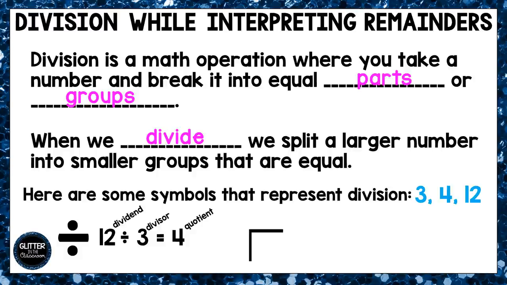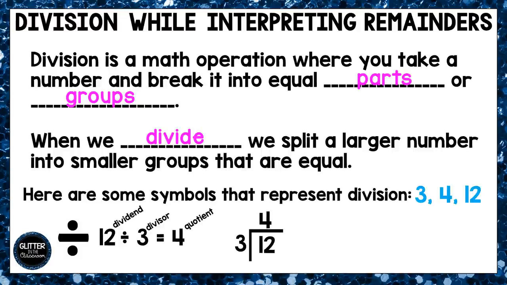Another symbol that you'll see is what kind of looks like a sideways L or maybe half of a square. That represents division, divided by. And the way that you represent it with the numbers is 12 divided by 3 equals 4. Again, you have your dividend, divisor, and quotient.